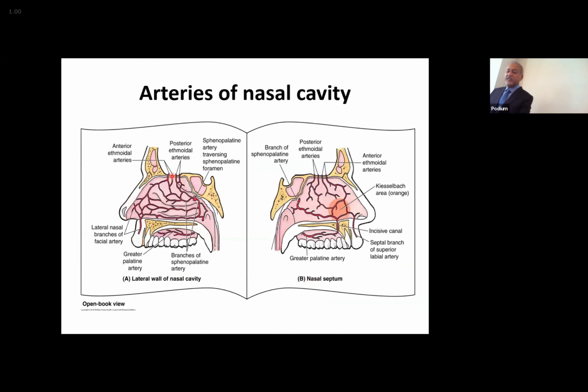So you see these different vessels which are coming and supplying the lateral wall of the nasal cavity, anterior and posterior ethmoidal arteries, sphenopalatine artery. Remember we talked about the sphenopalatine foramen yesterday? How many of you still remember that we talked about it yesterday?